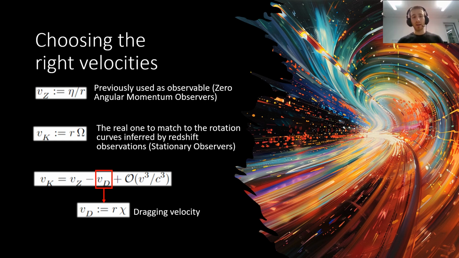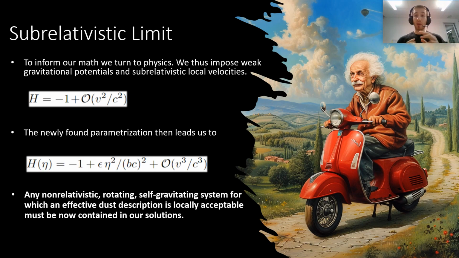The kinetic velocity is equal to the ZAM velocity minus the dragging velocity, which is related to the rotational speed of the space-time itself. Now, I've said low energy limit. Why? Because it's time to use physics to inform our maths.